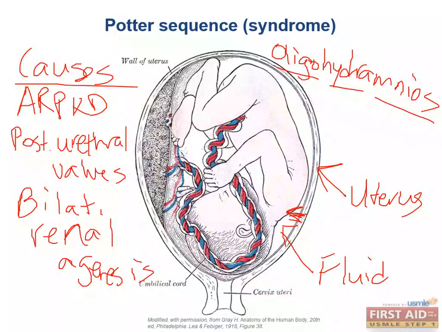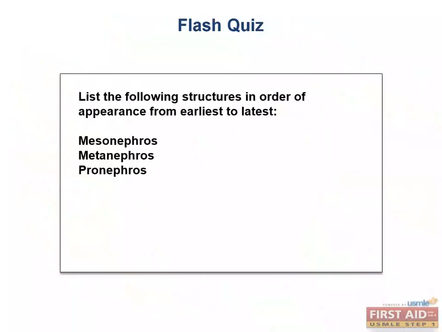So, what is the common theme among all of these conditions in causing Potter's syndrome? The common theme is the inability of the fetus to produce urine, which is also the amniotic fluid of the fetus. So let's try out now a flash quiz to test what we've learned.